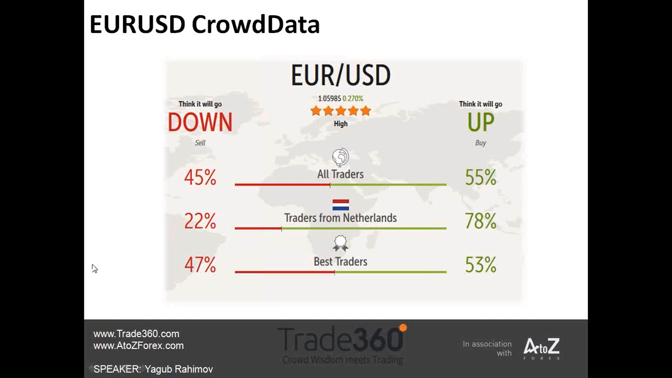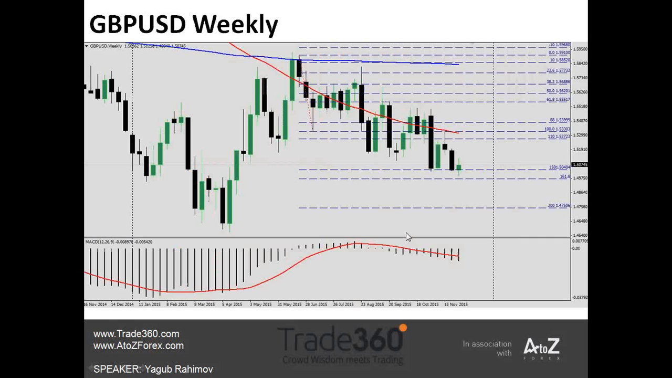This doesn't tell us anything yet, at least from my market outlook perspective. However, if you see that Trade 360 CrowdData is telling you that the best traders are 75% or above bullish, it is an indication for you to start selling, or the other way around. If you see that the Trade 360 data is telling you that 75% of the traders are bearish, in general, I find that the market will be reversing to the bullish side very soon.